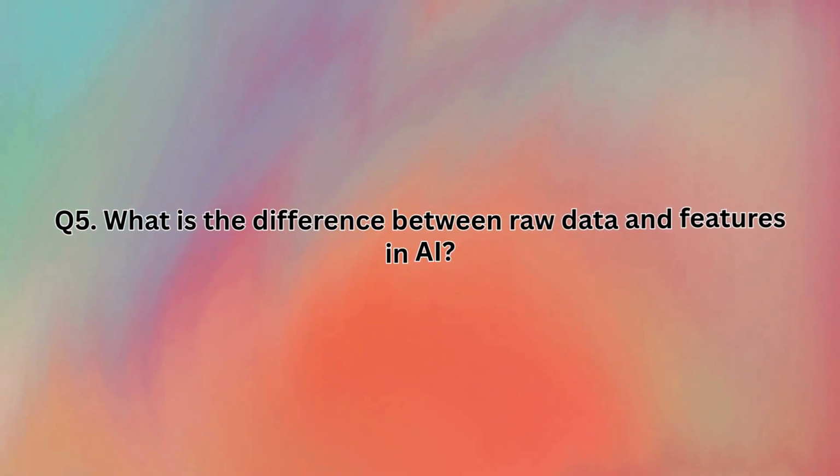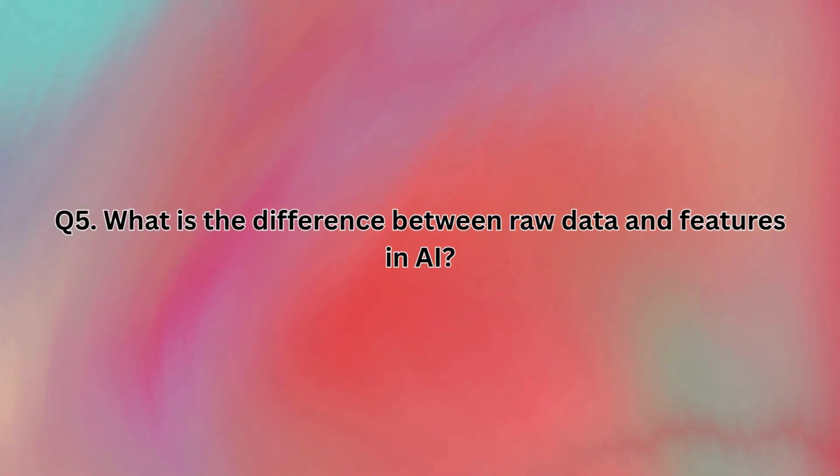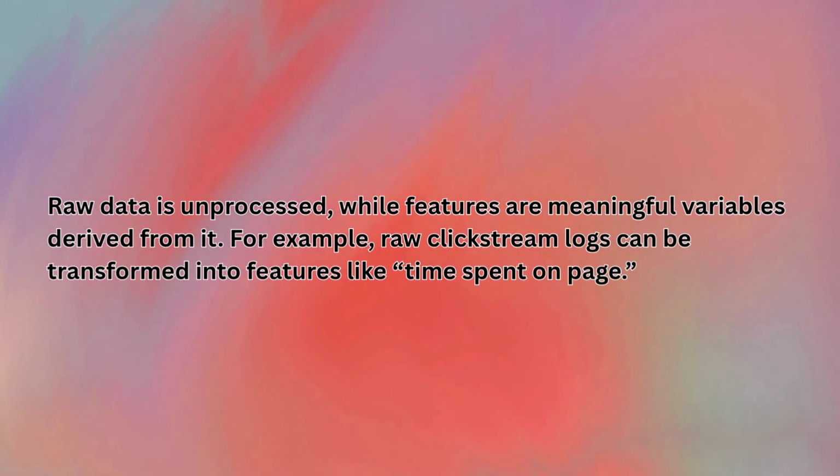What is the difference between raw data and features in AI? Raw data is unprocessed, while features are meaningful variables derived from it. For example, raw clickstream logs can be transformed into features like time spent on page.